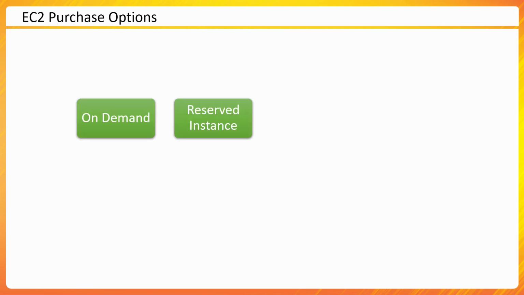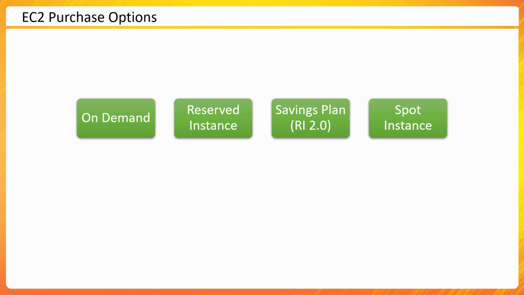I would divide EC2 price options into four categories: on-demand instances, reserved instances, savings plan, which I call reserved instance 2.0, I'll explain why, and then spot instances. These are the four ways of paying for an Amazon EC2 instance.